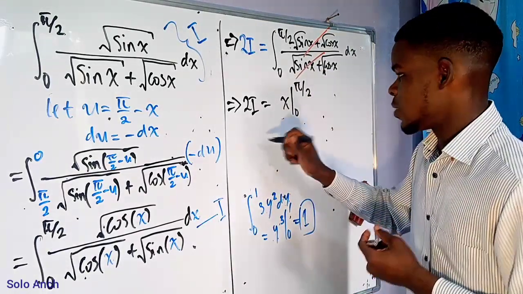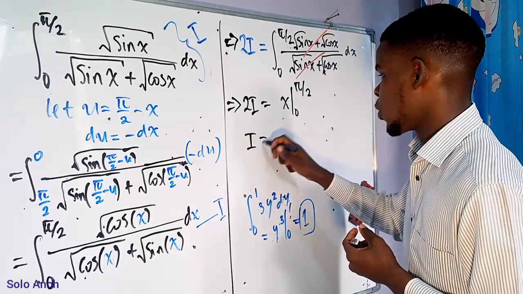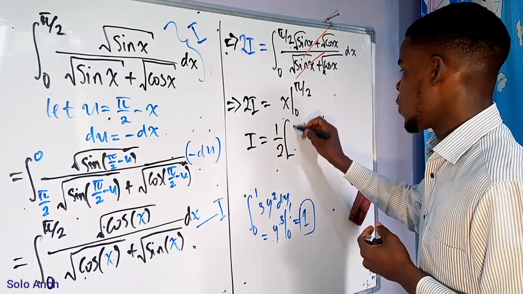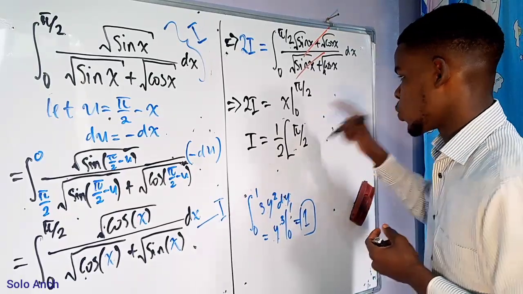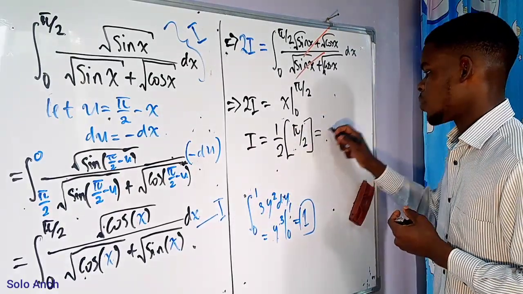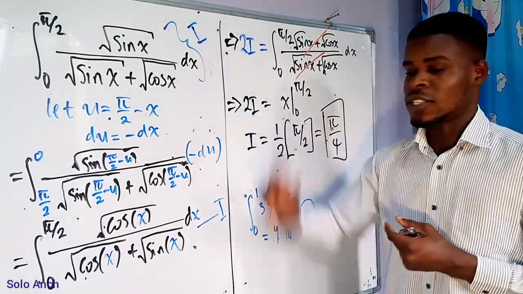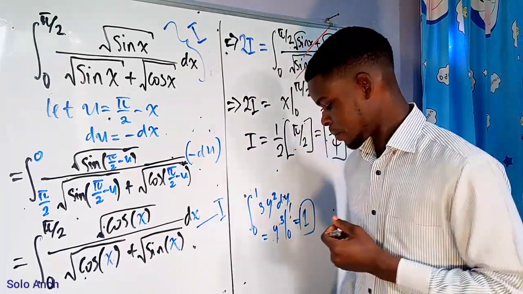So this means that this integral I will become 1/2 of this. We substitute pi over 2, we have pi over 2, minus we substitute 0, that will just be 0. So everything becomes pi over 4. And that is the value of I, which is the integral we're asked to find, right?